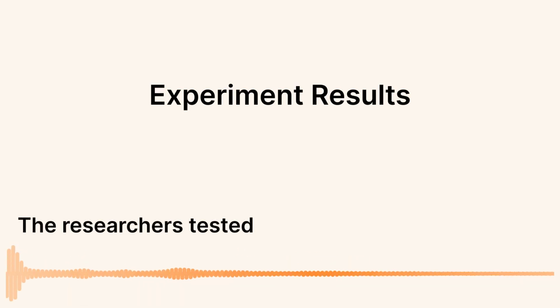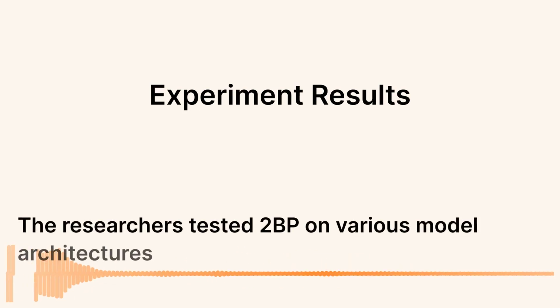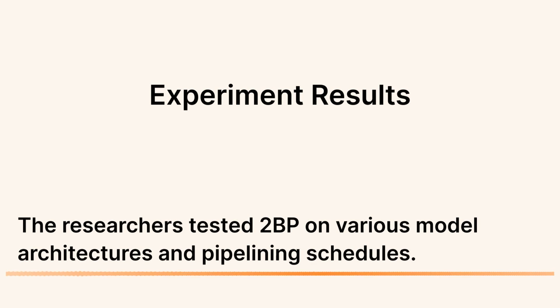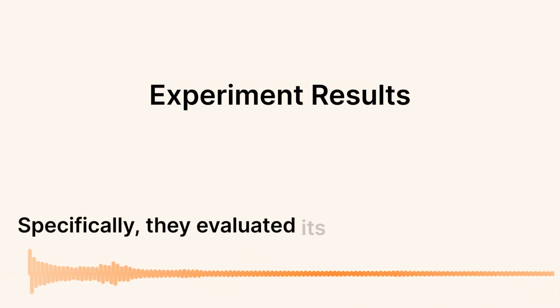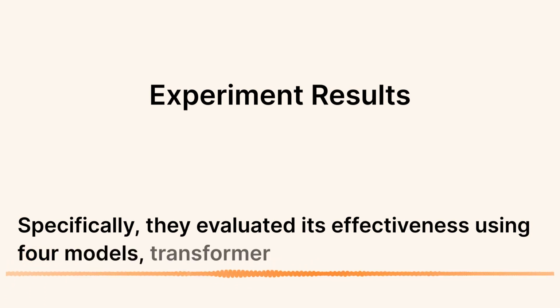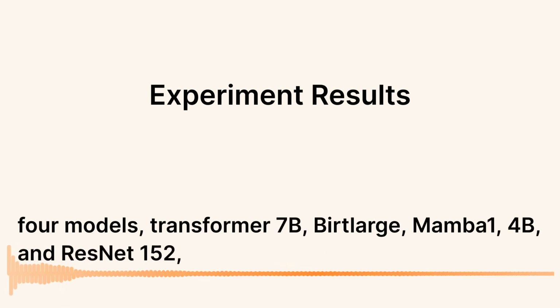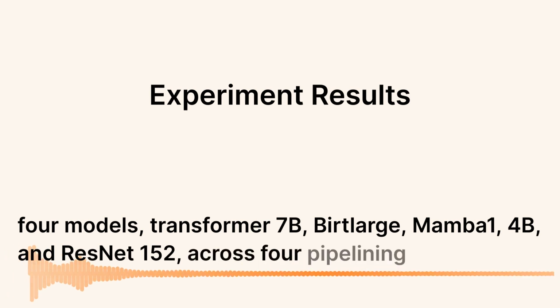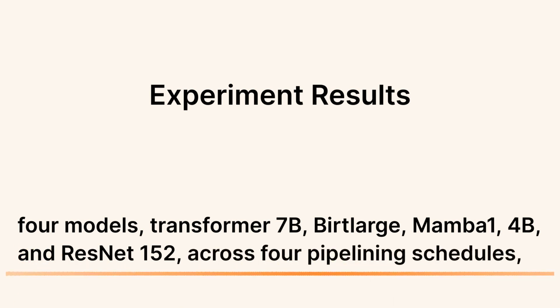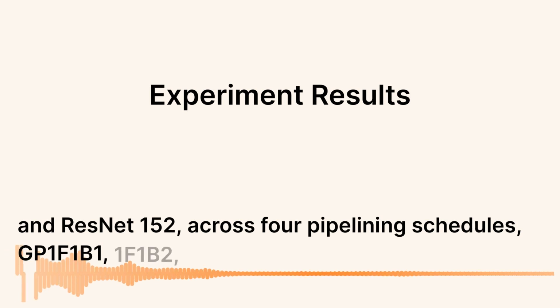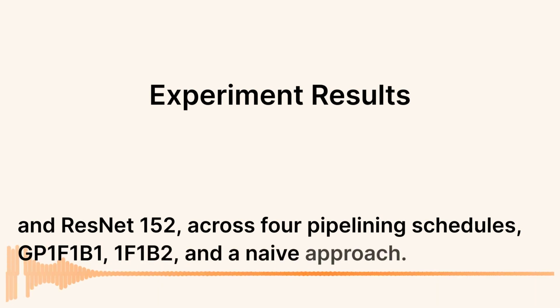The researchers tested 2BP on various model architectures and pipelining schedules. Specifically, they evaluated its effectiveness using four models: Transformer-7B, BERT-Large, Mamba-1.4B, and ResNet-152, across four pipelining schedules: GPipe, 1F1B-1, 1F1B-2, and a naive approach.